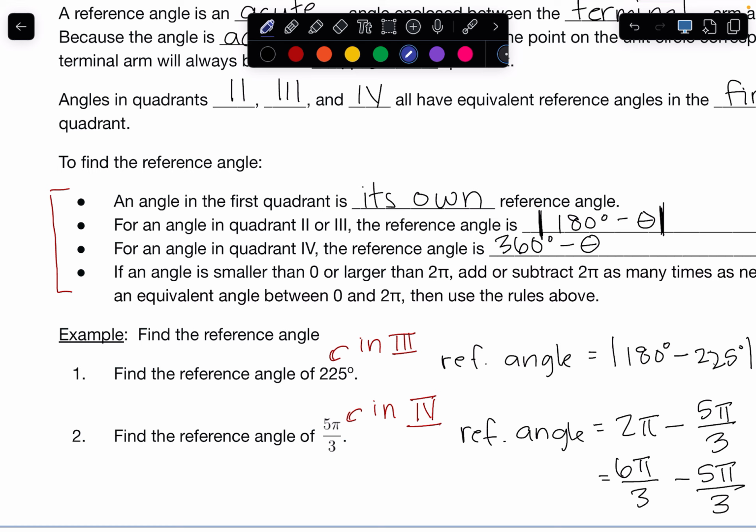To tell the difference, you are looking for keywords exact or rounded. If they say exact value, you are pulling that number off the unit circle. If they say rounded, you're pulling it from your calculator. Yeah? So on your homework in Delta Math, make sure you're looking for those keywords. Exact means unit circle, rounded means calculator. And that's going to be true all school year.